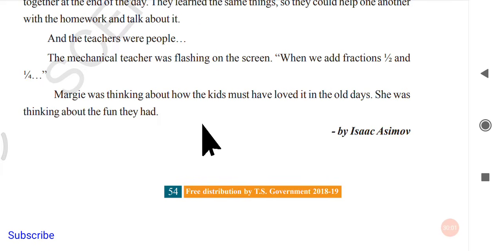But what is happening in the 2157th year? In that year, the experience of Margie is presented here in the text. This is written by Isaac Asimov.